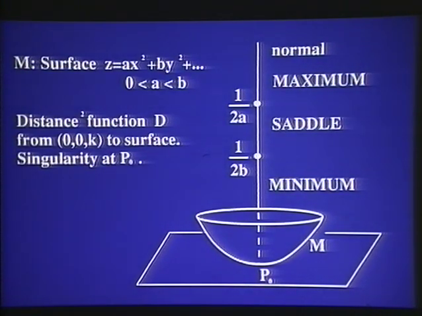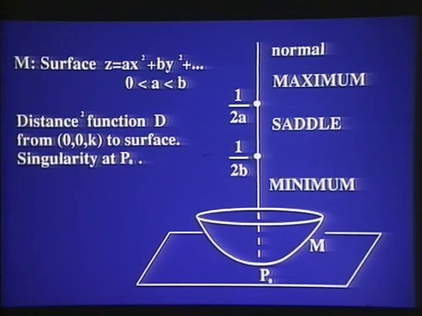So on this slide we see a surface which I'm taking to have equation z equals ax squared plus by squared plus maybe higher terms, and I'm going to assume that 0 is less than a is less than b. Then as we move along the normal to the surface at the point P0, a similar calculation to what I did before will show, in fact, that the nature of the distance function from a point on the normal to the surface changes as we move along the normal.